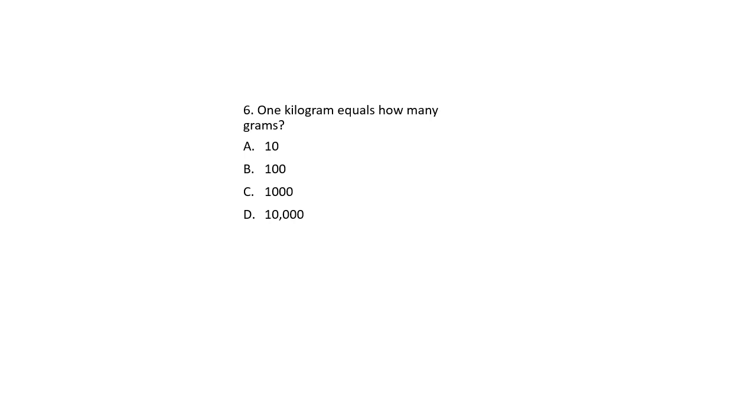1 kilogram equals how many grams? 10, 100, 1,000, 10,000. Answer is C, 1,000. Milli is 1/1,000, centi is 1/100, deci is 1/10, gram is 1. Deca is 10, hecta is 100, and kilo is 1,000. I don't know about other places, but Florida provides you with a formula sheet that would have all this on.